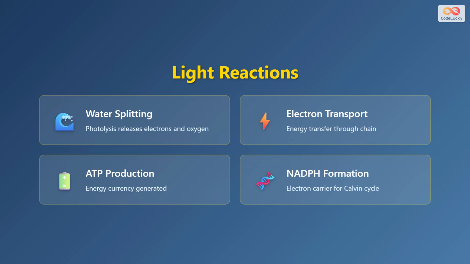The light reactions are the first stage of photosynthesis and involve several critical steps. Water splitting, or photolysis, breaks apart water molecules, releasing electrons and oxygen gas as a byproduct. These electrons then move through an electron transport chain, transferring energy along the way. This energy is used to produce ATP, the universal energy currency of cells. Simultaneously, another molecule called NADPH is formed, which serves as an electron carrier that will be essential for the Calvin cycle.